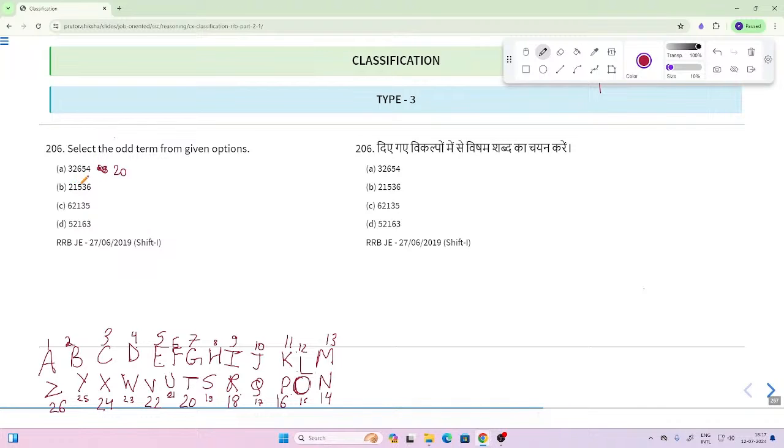This is 3, 3 and 5, 8, 8 and 3, 11, 11 and 6, 17. What's the running? 8 and 1, 9, 9 and 3, 18, 7, 8, 8 and 9, 17. Sorry, this is also 17. So 17, this is the only one which is 20. So option A, 32654, is the odd one out. It's the only one whose digits do not sum to 17.